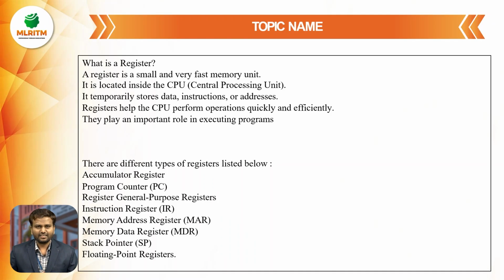What is a register? A register is a small and very fast memory unit. It is a small memory unit. We have bits numbered 0 to 7, which means an 8-bit register in the CPU. The CPU contains many registers, and each register has bits 0 to 7. So it is nothing but 8 bits, and in those 8 bits it holds memory.